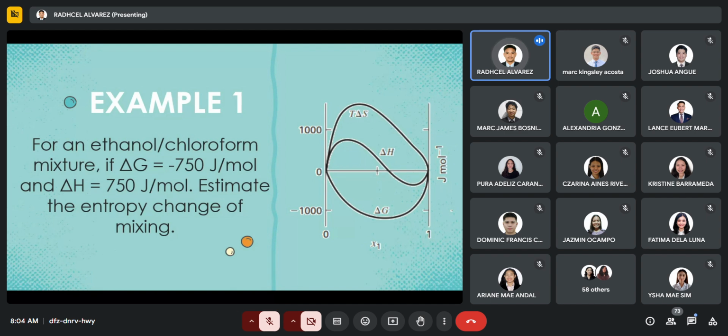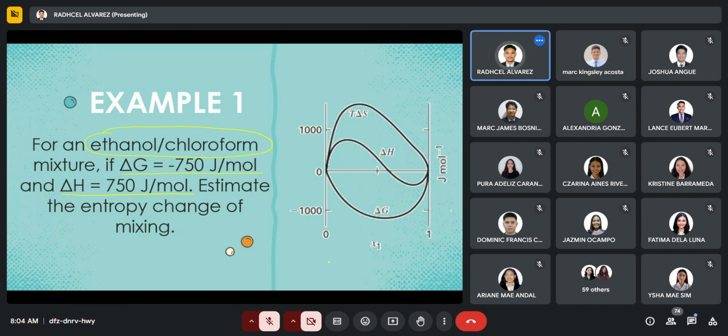If delta G is equal to negative 750 joule per mole, and delta H is equal to 750 joule per mole, estimate the entropy change of mixing. So ano ang first step natin? Di ba meron tayong anim na given for the binary liquid solution. Ang una niyong gagawin ay hahanapin niyo yung graph for the ethanol and chloroform.